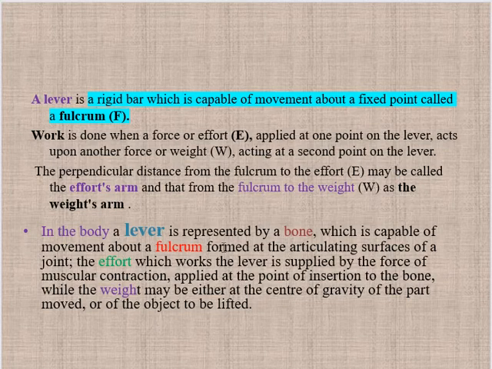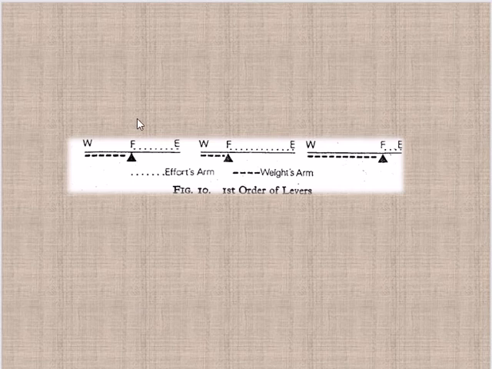In the body, a lever is represented by a bone which is capable of movement about a fulcrum, formed at the articulating surface of a joint. Effort which works the lever is supplied by the force of muscle contraction applied at the point of insertion to the bone, while the weight may be either at the center of gravity of the part moved or the object lifted. Now look at this diagram.